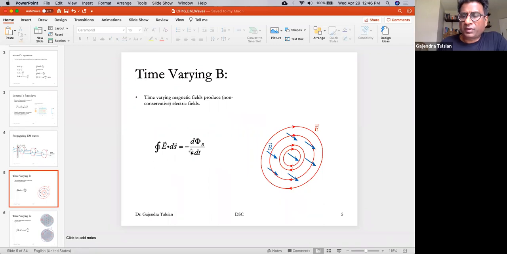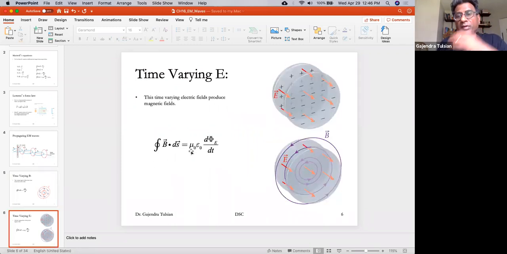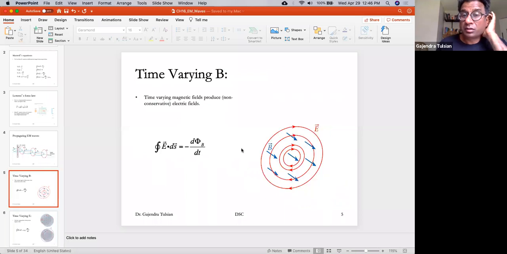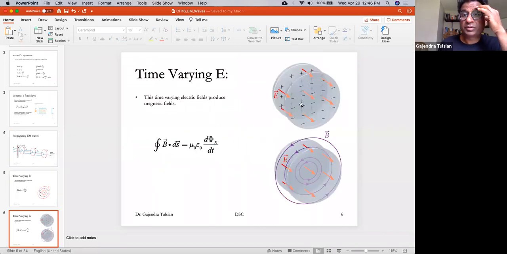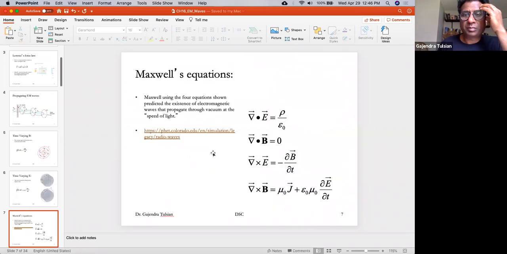So here is the integral form. There is Faraday's law. Time varying magnetic fields changing in this direction will produce electric fields like that. That's what this diagram is showing you. And this diagram is showing you time varying electric fields like this will produce magnetic fields like that. So this is the electric flux, but anyway, we won't worry about that.